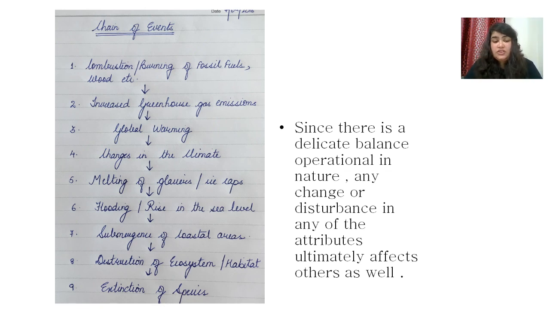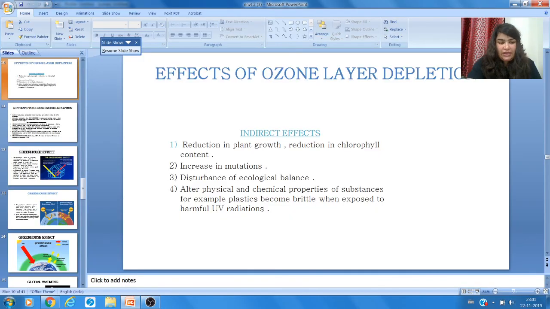So there will be destruction of ecosystem or habitat, right? Then what else is going to happen? There will be extinction of species, right? So the species will also begin going extinct in this fashion. Now, since there is a delicate balance operational in nature, any change or disturbance in any of the attributes that we have just spoken about ultimately affects the others as well, right? So all of them are closely related, interconnected and impacted.